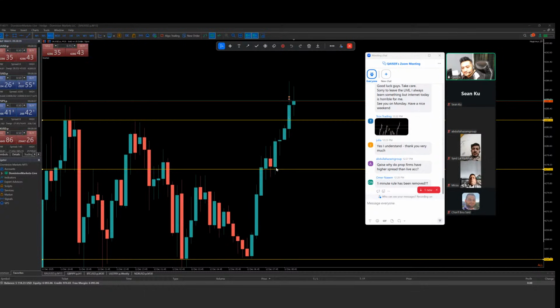Why do prop firms have higher spreads than live accounts? Because all the prop firm accounts are simulated. Actually, they are demo accounts.